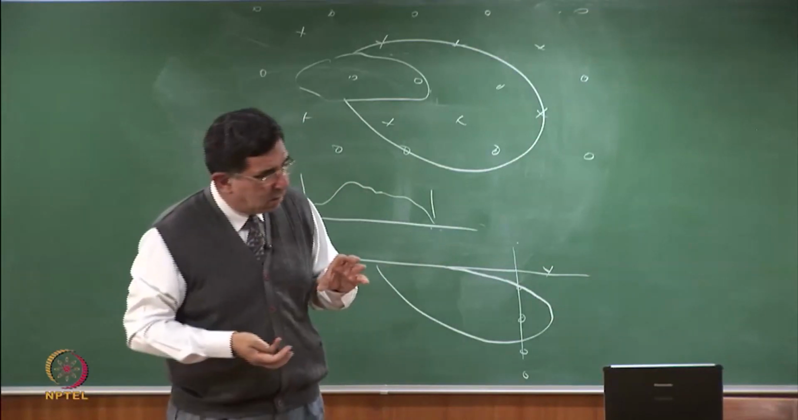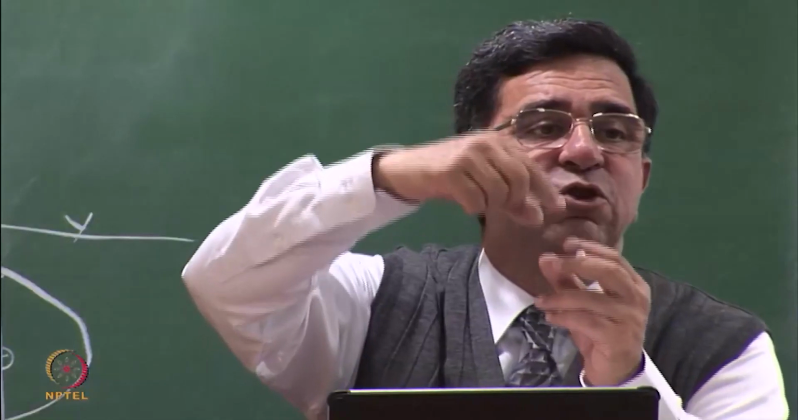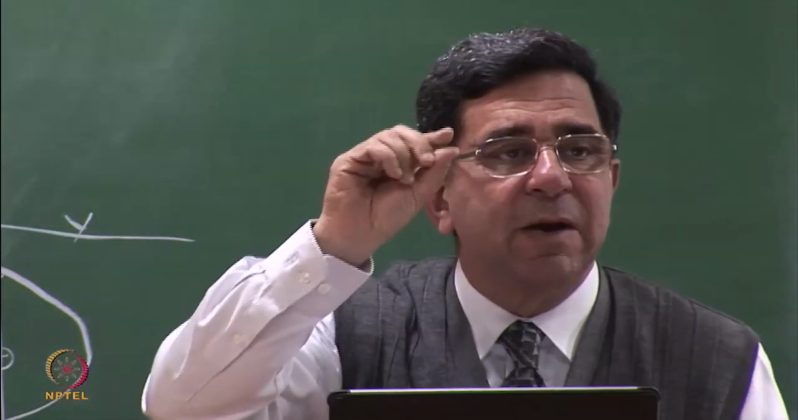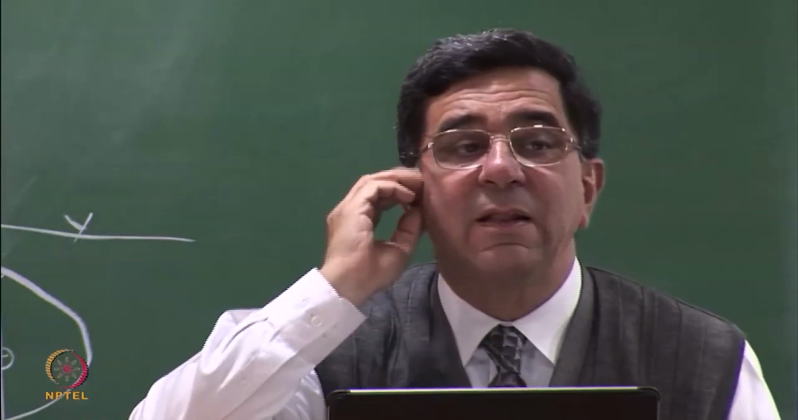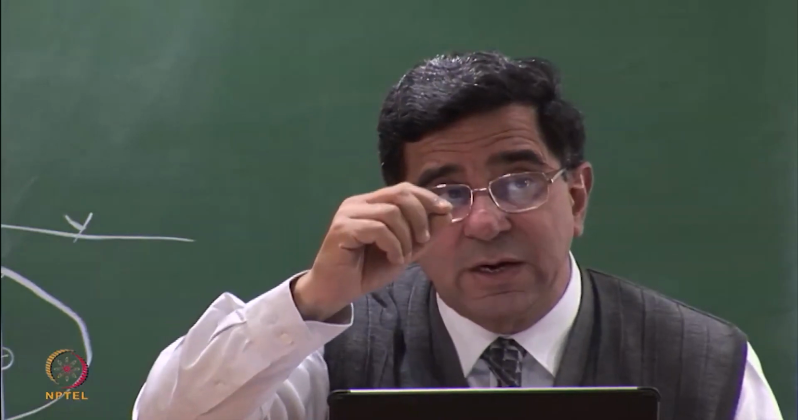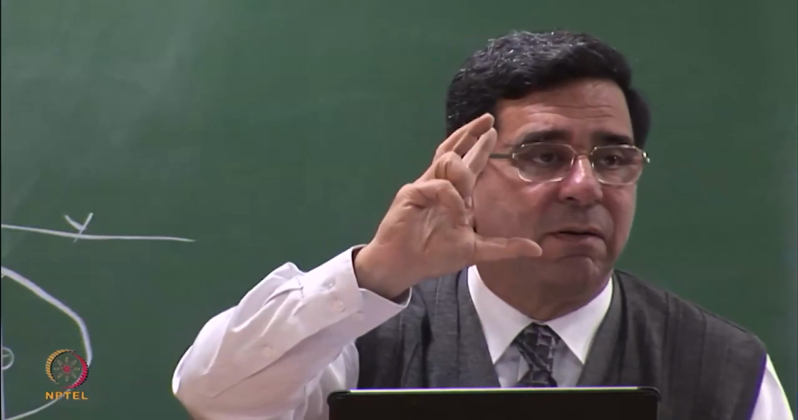So in this device which I am showing you here, this device is used with a static cone penetrometer which has a filter tip. That is the piezo cone. That's the cone, that's the filter. So here, think of a test tube with a rubber septum at the top, like that at the top of an injection bottle. And it is evacuated. That means it has a vacuum inside it. This is the basic sampler.